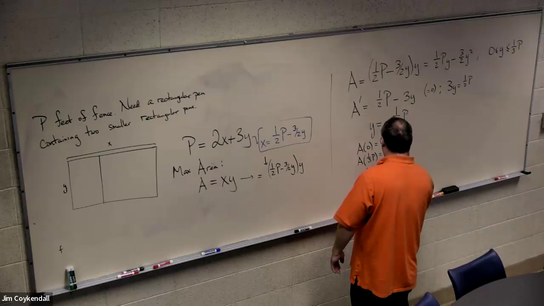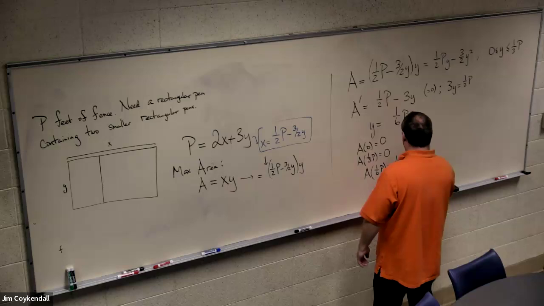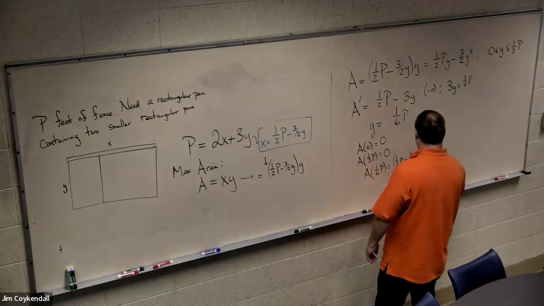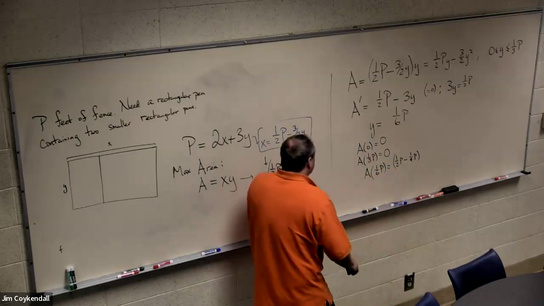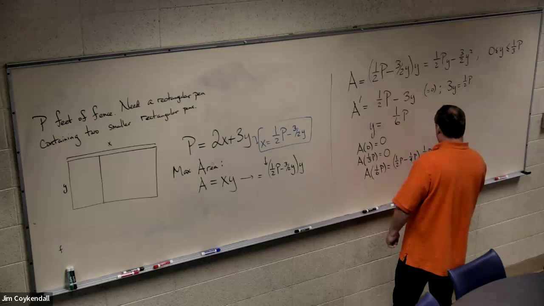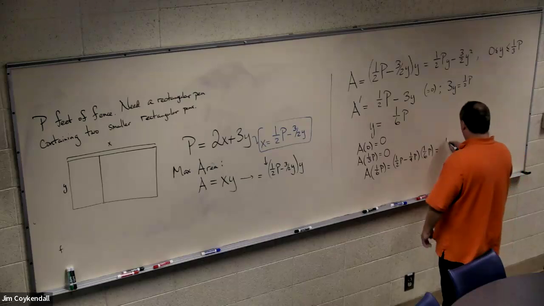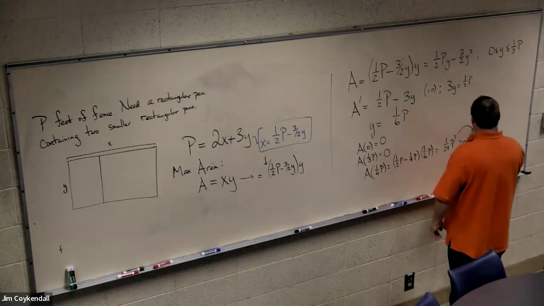Finally, here's the one critical number, at 1/6 P. This gives me 1/2 P minus 3/2 of 1/6, which is 1/4, times 1/6. So 1/2 minus 1/4 is 1/4, and I get 1/24 P squared. This is the maximum.